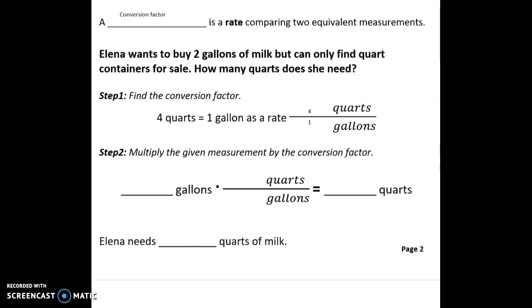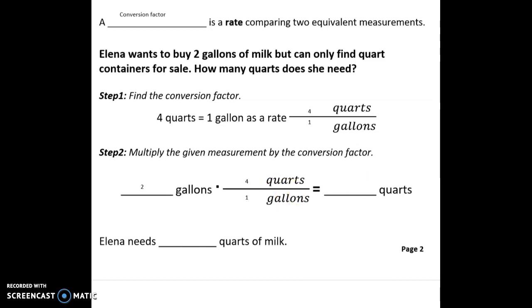Alright, so then we need to multiply the given measurement by the conversion factor. So how many gallons do we need? According to the story, Elena wants to buy 2 gallons. And we're going to multiply, this is supposed to be a dot, we're going to multiply that by our conversion factor. And our conversion factor tells us that we have 4 quarts for every 1 gallon.